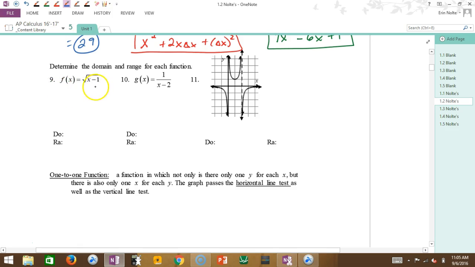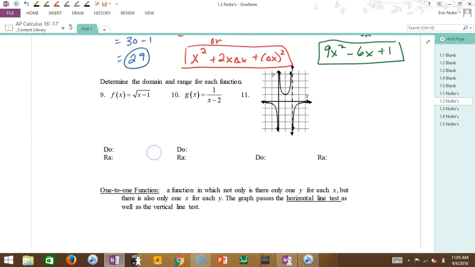Let's start with number 9. So if you recall, for domain, there are 2 ways in which you can restrict the domain. I don't know if you want to write this down somewhere. The 2 ways to restrict the domain. One way to restrict the domain is to have a negative in the radical. Negative in the radical. You can never have a radical that is negative.